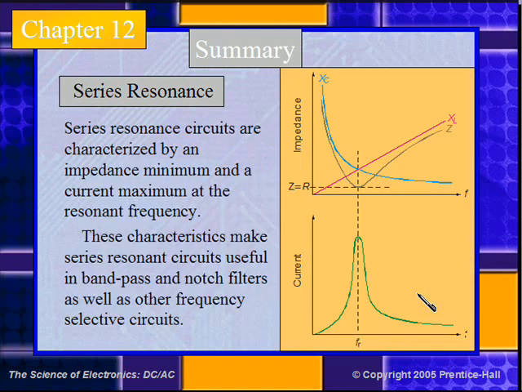Series resonance circuits are characterized by an impedance minimum in the circuit, or a current maximum, at the resonant frequency. They're showing the graphs here, and this is because the impedance at resonance is just equal to the resistance. To either side of the resonant frequency, the inductive reactance and the capacitive reactance don't cancel each other out, so you end up having a higher impedance. Because we have the low impedance value at resonance, the smaller the resistance, the larger the current. So we have a current maximum at that value. These characteristics make series resonance circuits useful in bandpass and notch filters, as well as any other frequency-selective circuits.